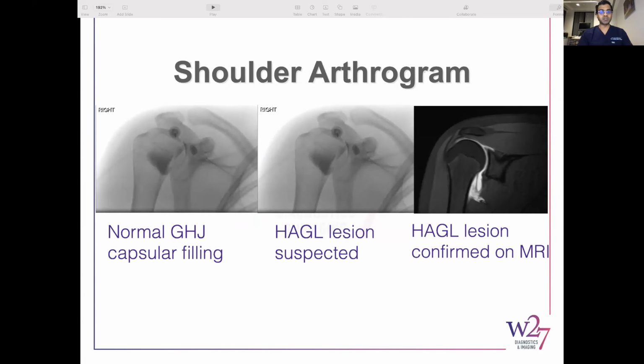So before this patient goes on to the MR scanner, I'm already in the back of my mind thinking there might be an underlying humeral avulsion of the glenohumeral ligament, and that was confirmed on the subsequent MRI scan, which is the image on the right there.